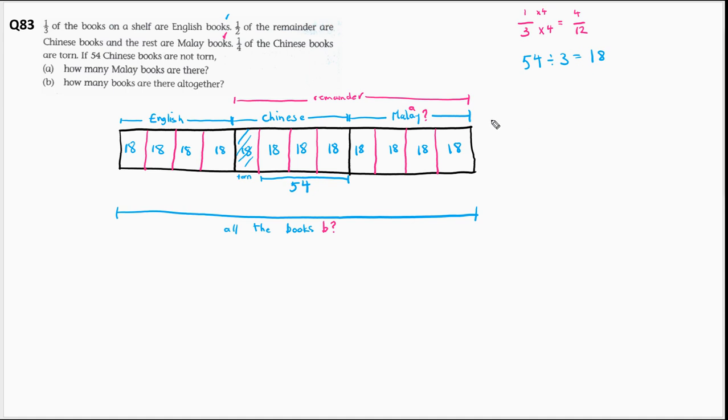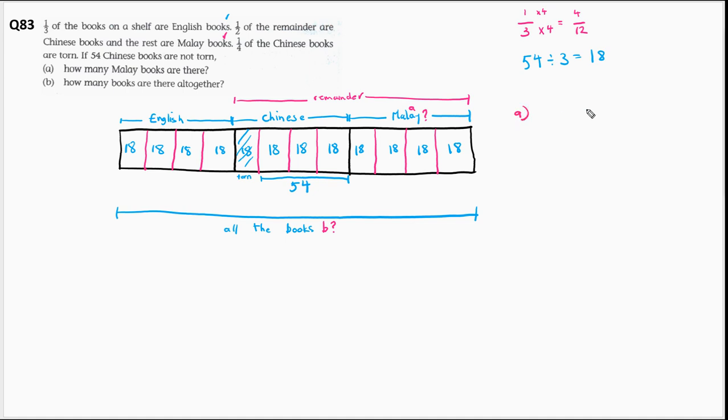Okay, right. Now let's look. We've got numbers everywhere. There's no gaps. We must be able to answer all of our questions. So what is question A? Question A is how many Malay books are there? So this is this part here. Okay, so let's do question A.